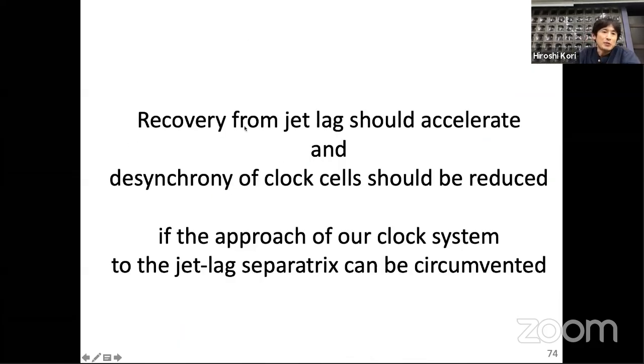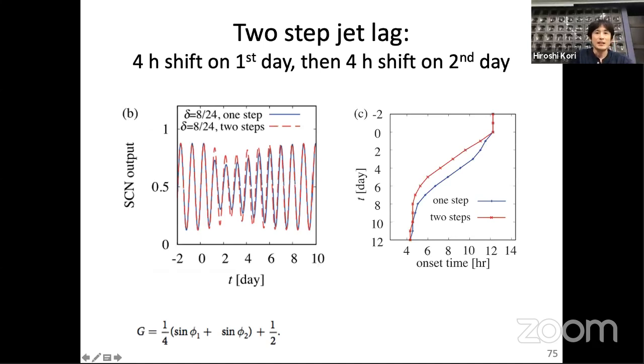So now we come to this idea. Recovery from jet lag should accelerate, and desynchrony of clock cells should be reduced, if the approach of our clock system to the jet lag separatrix can be circumvented. And this is done in this way: two-step jet lag. I give a 4-hour shift on the first day and then a 4-hour shift on the second day. And this is a comparison.